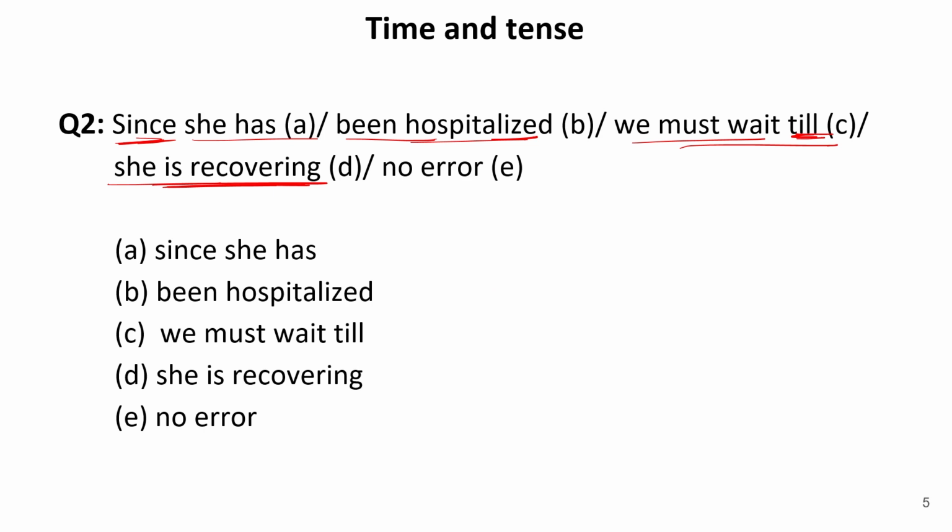It means it is a continuous process. Now, in fact, we have to write this sentence in present indefinite tense. So, she is recovering should be replaced with she recovers, since till she recovers. So, we have to wait till this point of time.